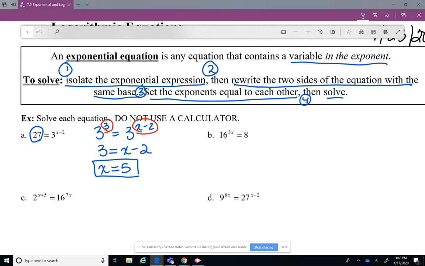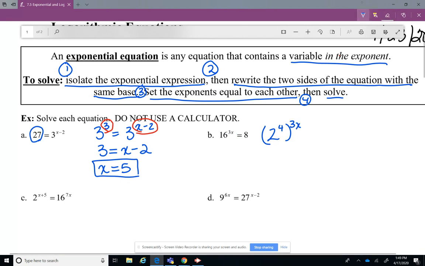All right, let's look at the next one. Now, I know that this is an 8, but I also know that 8 to the 1 is 8 and 8 to the 2 is 64, so I cannot use 8 as my base. I'm going to have to use 2 as my base. So I'm going to write 16 as 2 to the 4th. Now, I still have to write as my exponent 3x because that hasn't changed.